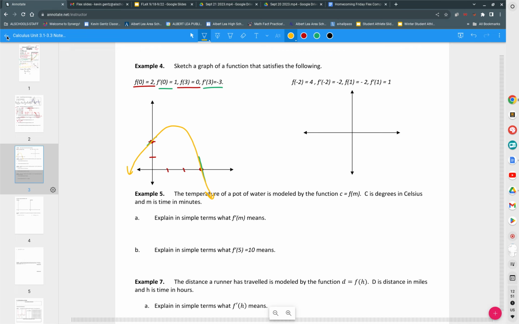All right. Next one, sketch a graph of a function that satisfies the following. I want you to try this one on your own. Go ahead. See what you come up with, okay? Again, there's an infinite number of responses. I'm just drawing the one that maybe seems most common to people.